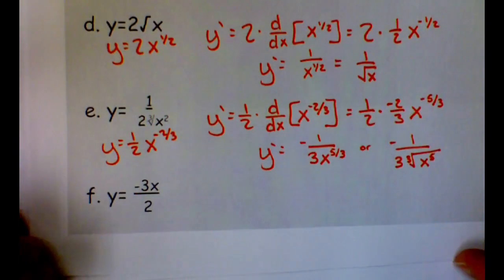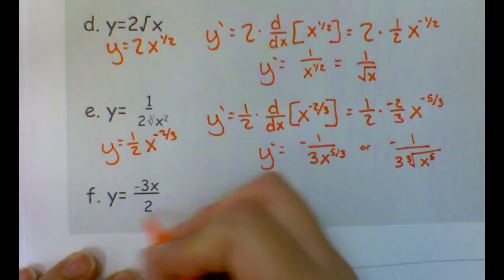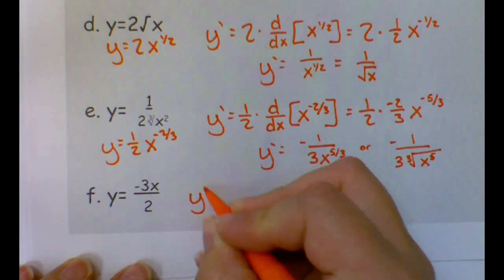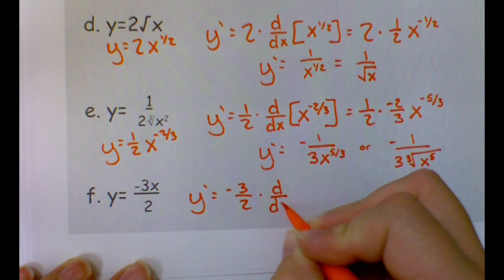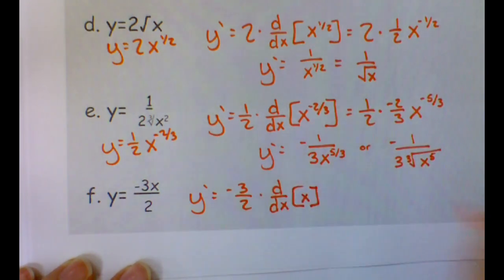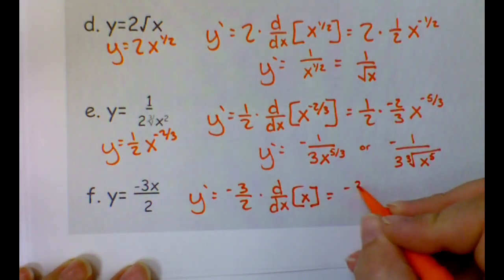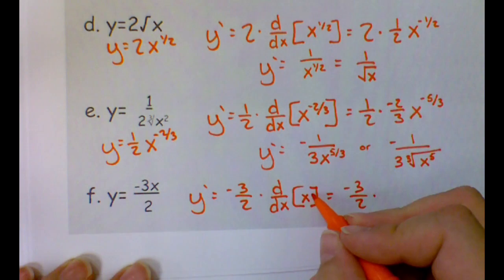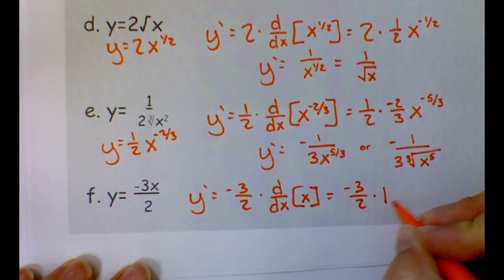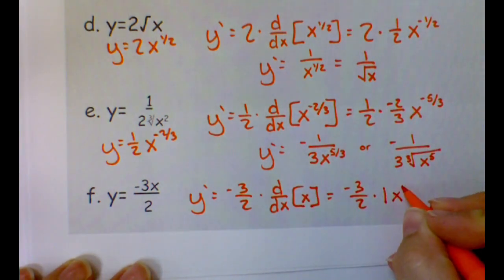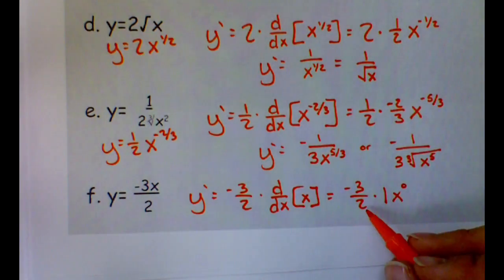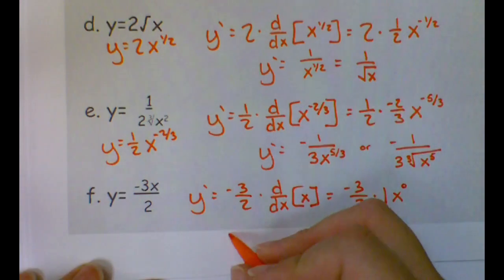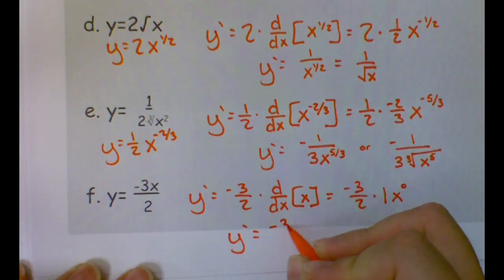And finally, y equals negative 3x over 2. Our derivative will be negative 3 over 2 times the derivative with respect to x of just x. So we have negative 3 over 2 times, we bring down the exponent, which was a 1, and then we subtract 1 from our exponent, which becomes 0. Remember, anything to the 0 power is 1. So really I have negative 3/2 times 1 times 1, which means my derivative is just negative 3/2.